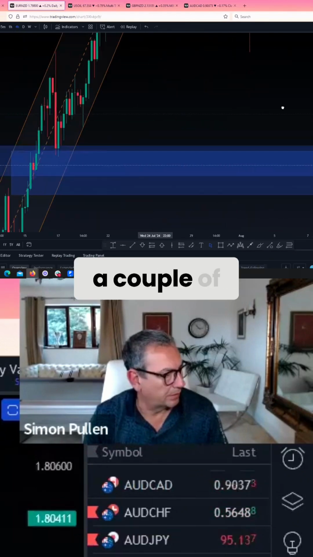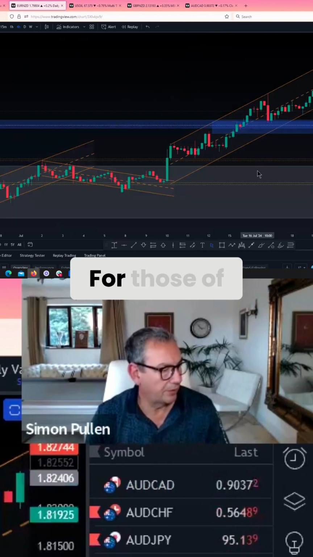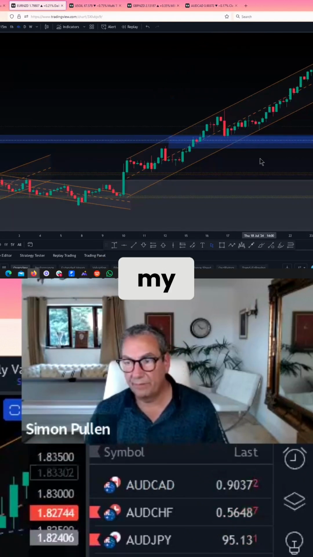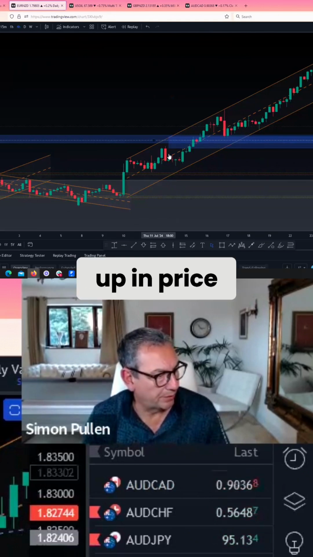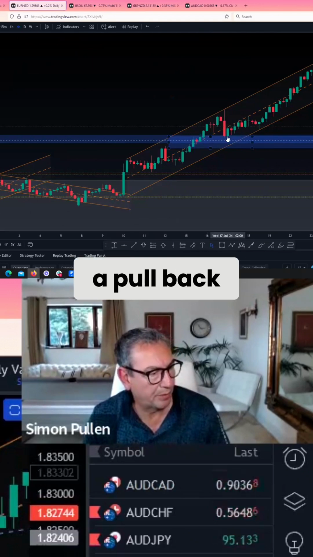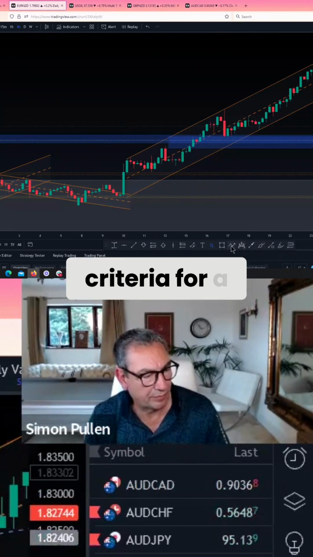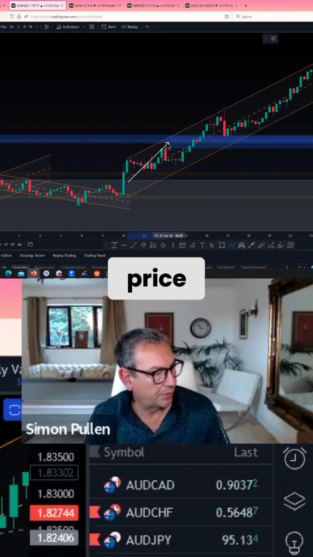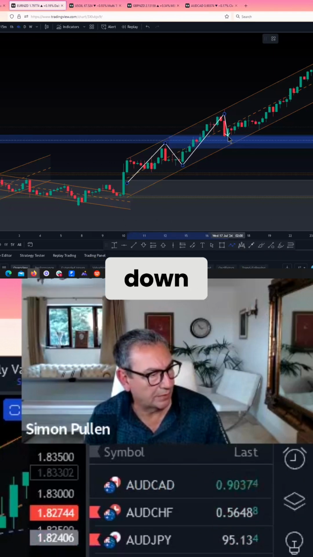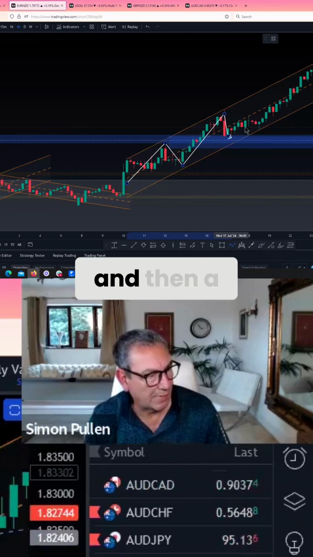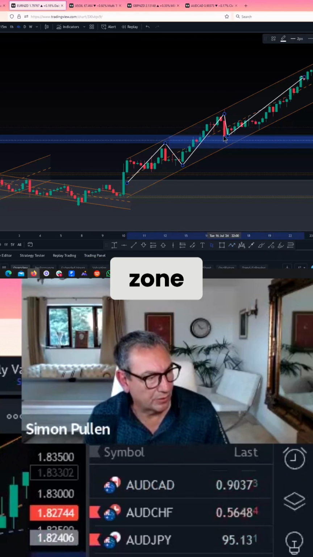Came across a couple of things. One of them, apologies, was here. For those of you that know I love my value zones, this is on a 4 hour chart. We've had a push up in price, a pull back, a push back up, a pull back down, and a push through higher. So that fulfills the criteria for a value zone. We've got this push up in price, a pull back with some clear space here, push up higher, pull back down, again with clear space here, and then a push higher. So that is all good. That is a 4 hour institutional value zone.